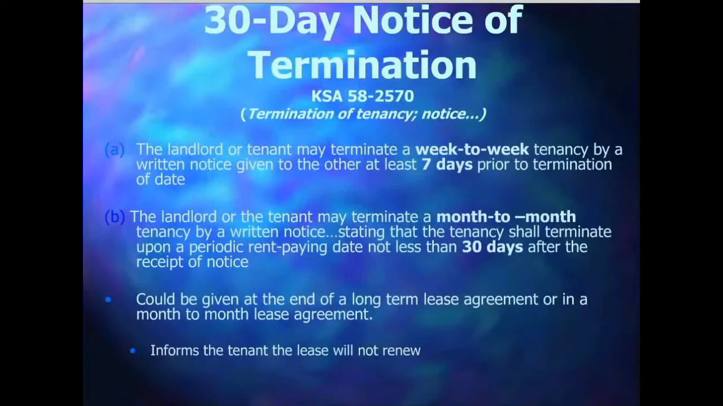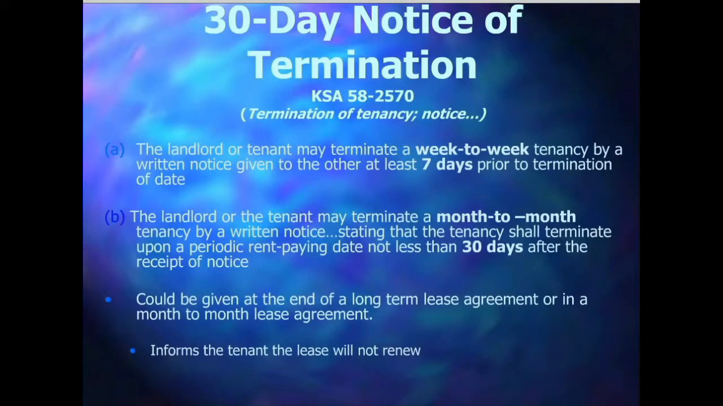Another notice of termination is the 30-day notice of termination as defined under KSA 58-2570. The landlord or tenant may terminate a week-to-week tenancy by a written notice given to the other at least 7 days prior to the termination. This is a week-to-week, so you're giving people a full week to terminate the agreement that you have.